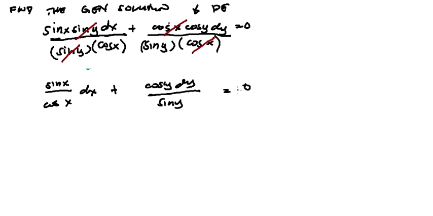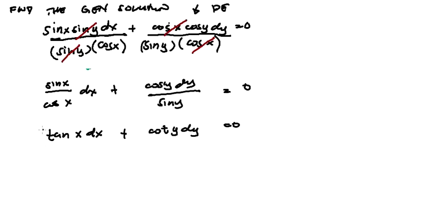Okay, and simplifying this, sine over cosine with the same angle x is just tangent x dx, while this part here, cosine y over sine y, is cotangent y dy is equal to 0. And since we've already separated all x terms and y terms, this is already a separable equation.